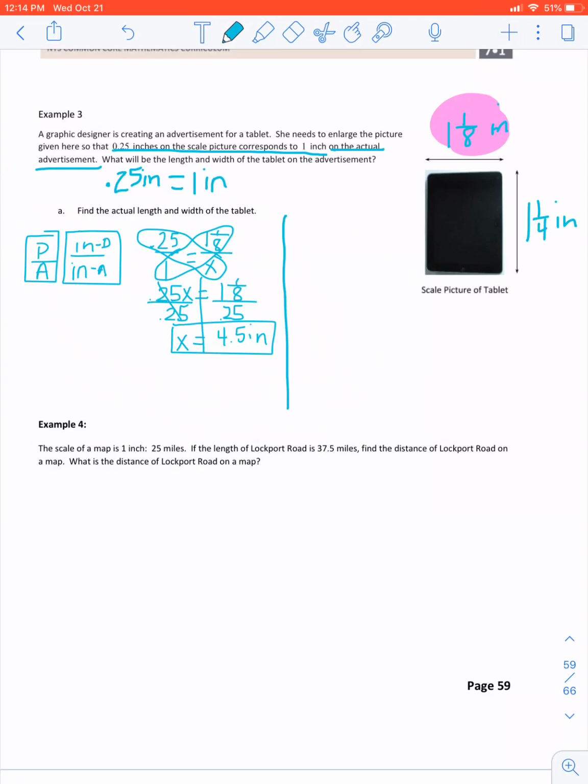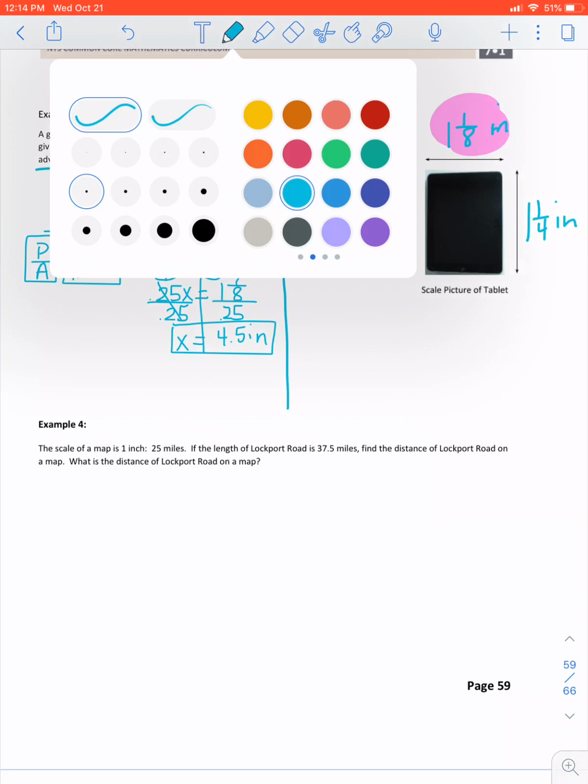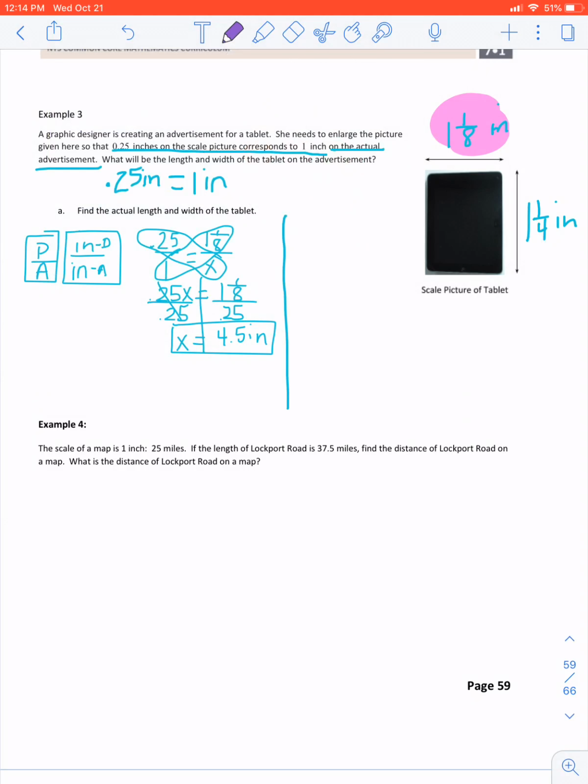All right, so now I'm going to change colors here. I'm sorry, I just did the width. We're going to do the length, which is 1 1/4. So we're going to start off with our scale first, 0.25 over 1. And our dimension is 1 1/4. That's in the drawing, and I want to find how much that is in real life. So 1 1/4 over x.